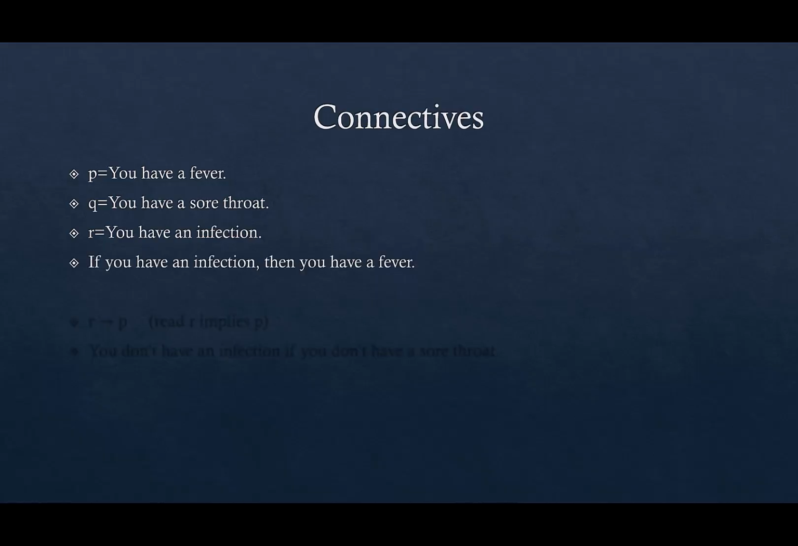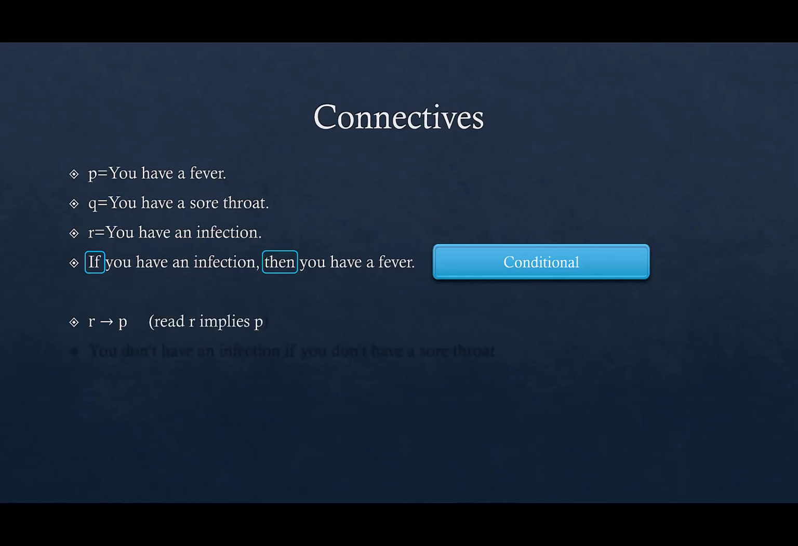Let's add in a third statement R that represents you have an infection. Then we could write, if you have an infection, then you have a fever. This connective is composed of two words, both if and then. We call this a conditional, and we write it with an arrow. We would write R with an arrow to P. We read this as R implies P.